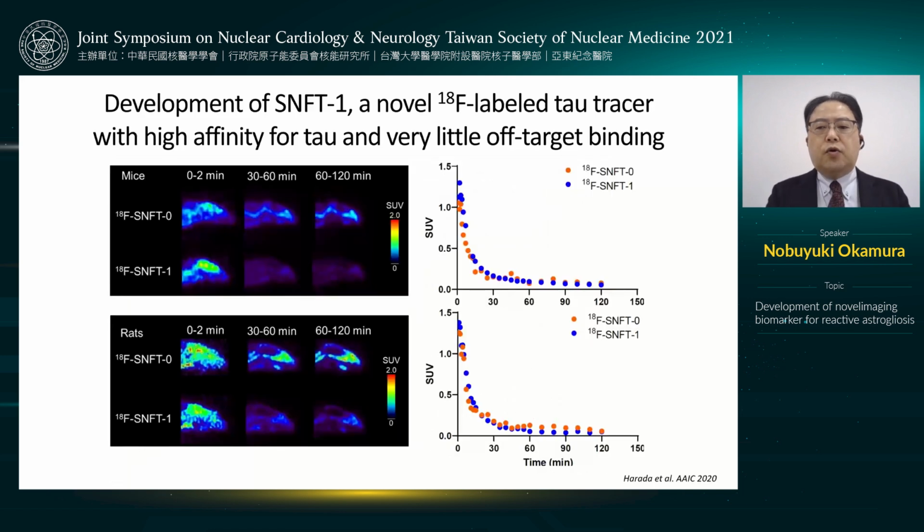And this tracer also showed excellent pharmacokinetics in mice brain. So the preclinical data is very promising. So we plan to start the clinical trial of this tracer in the near future.